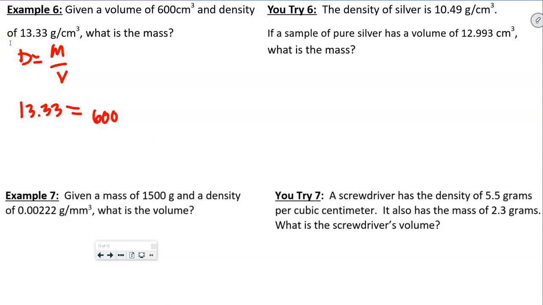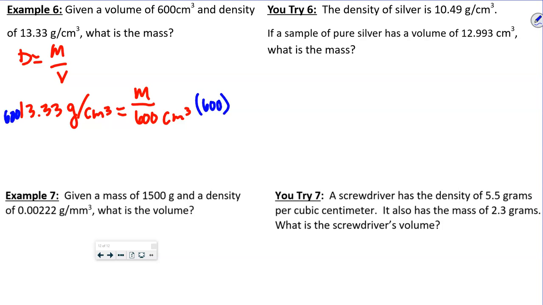Actually, let's go ahead and put our units on here so we can cancel them out as we go. Grams per centimeters cubed, and that's equal to, we're looking for mass, and that's over our volume, which is 600 centimeters cubed. Okay, so how do we get rid of something that's in the denominator? Multiply both sides by it, right? So we're going to multiply both by 600.